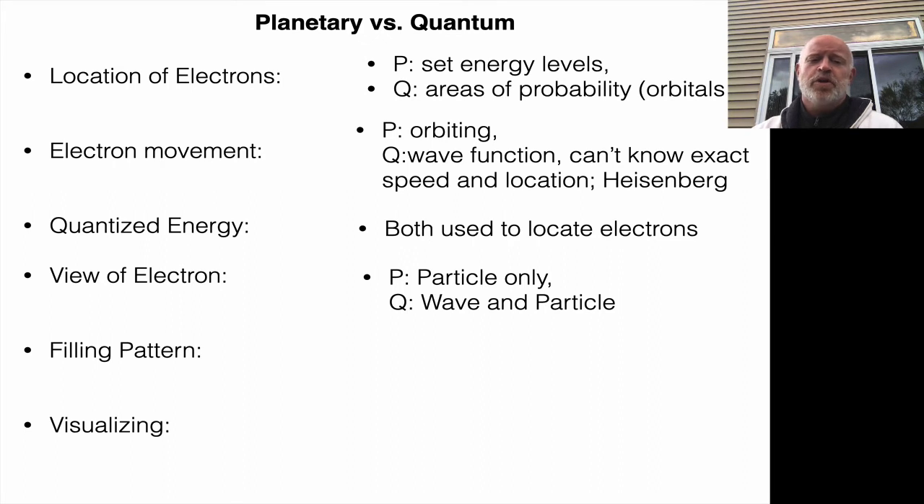Now, the next one is, how do we view the electron, all right? In the planetary model, we only view it as a particle, and that was one of the major limitations of that model. In the quantum model, we now have opened up that door to viewing the electron as both a wave and a particle, which then explains a lot of these behaviors that we see in terms of energy levels and orbitals and those kind of things inside of our model. It also helps us with the mathematical relationships that we see in there.